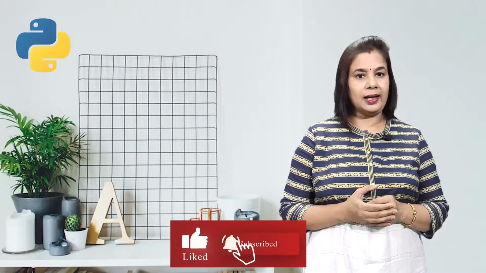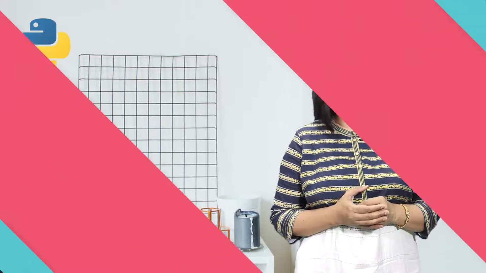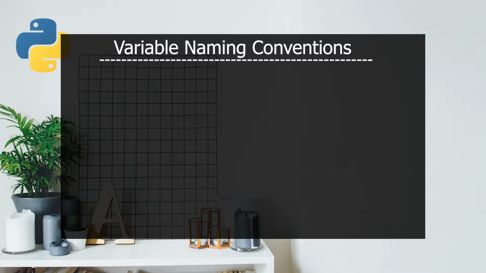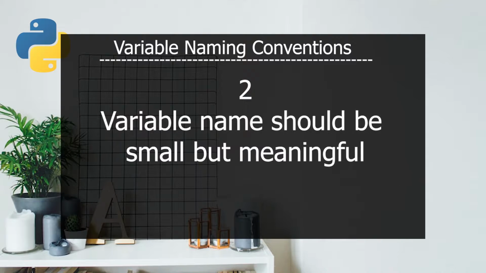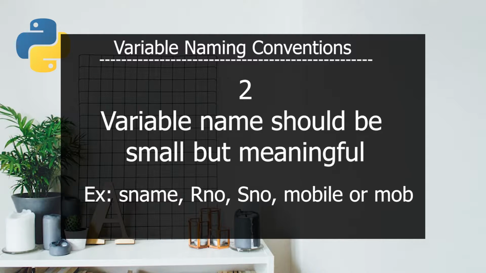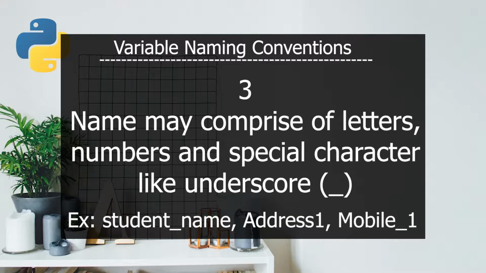The variables that are used in the program are named variables. It means every variable has a name. So now let's see the naming conventions of the variable. There are certain rules that we need to follow to provide the name to the variable. Now let's see how we can name a variable. First, a variable name must be one word only. Second, a variable name should be small but meaningful. Third, a variable name can comprise letters, numbers and special characters like underscore, but must begin with a letter.